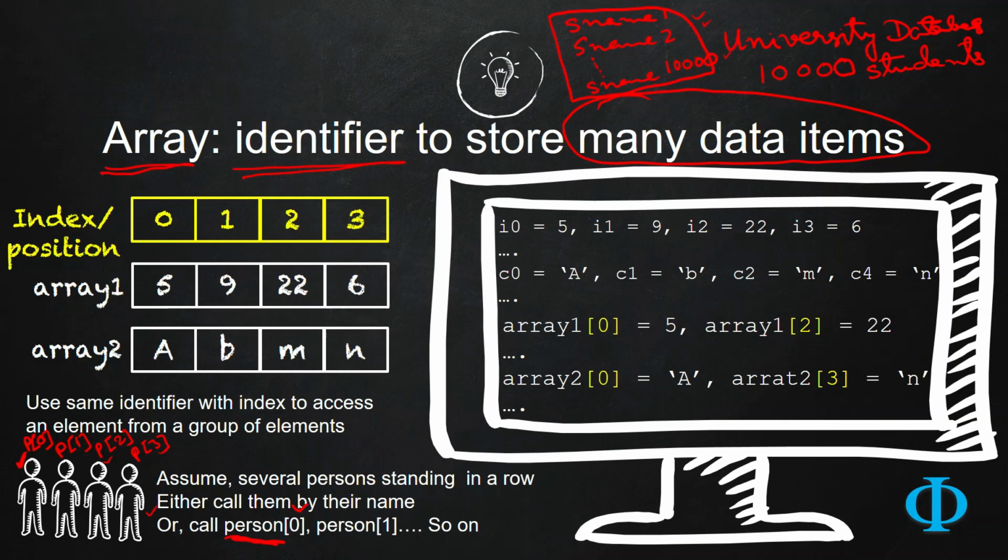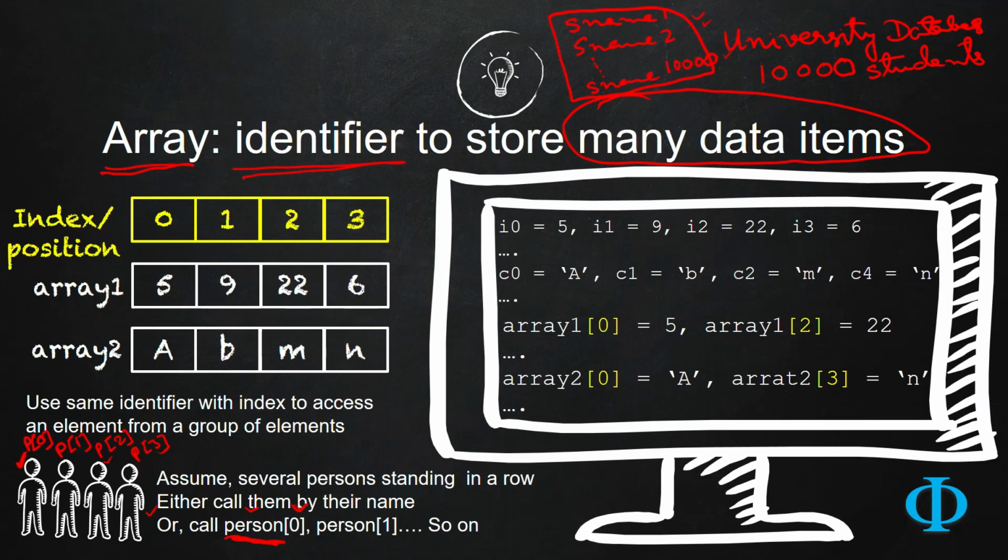So in this case, you really do not need to know their names individually, and your job becomes much easier. You are just using a common name called person and then the location of those persons in the queue. The exact same thing happens in programming also, in a Java program also.